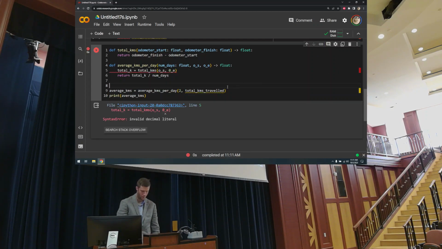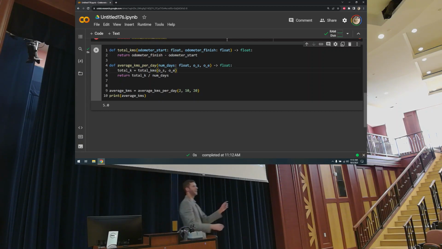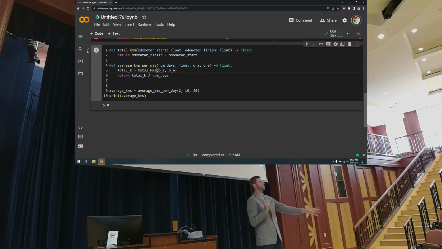Oop, what am I doing? Oh, right. 10, 20. Oh, what am I doing wrong now? Oops, it's a 0. There. I could do this. So I just had one function call another function within itself.